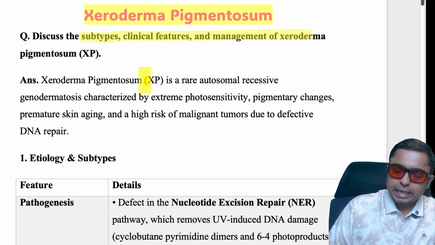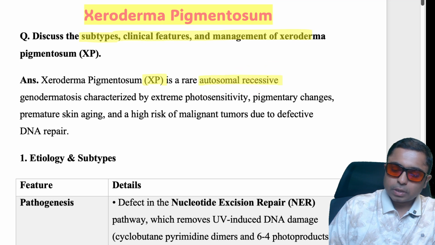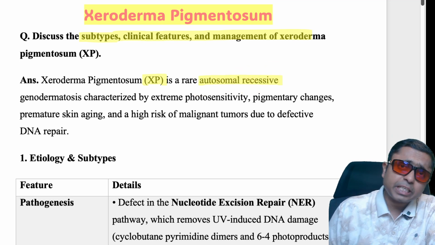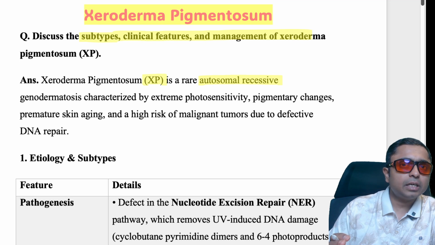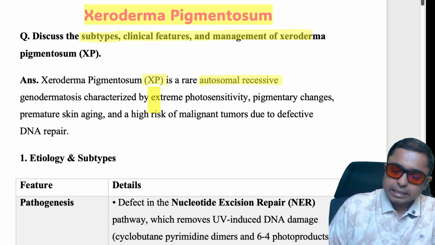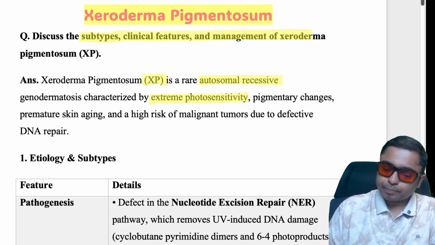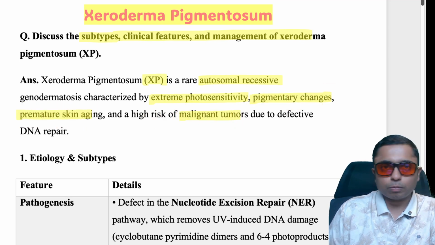So what is this XP? We'll call it in short as XP. It is a rare autosomal recessive genodermatosis. What do you mean by genodermatosis? It's also called as phacomatosis. So these are genetic conditions which will present with skin changes. It is characterized by extreme photosensitivity, pigmentary changes, premature skin aging and high risk of malignant tumors due to the defective DNA repair.